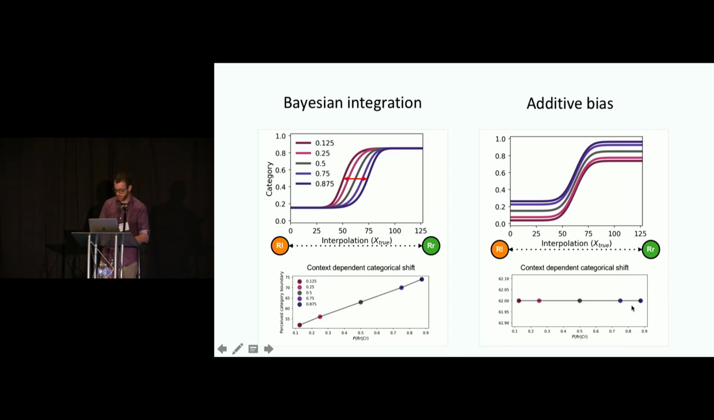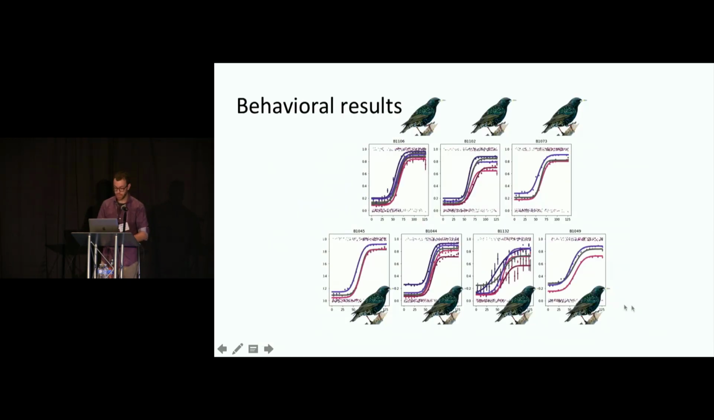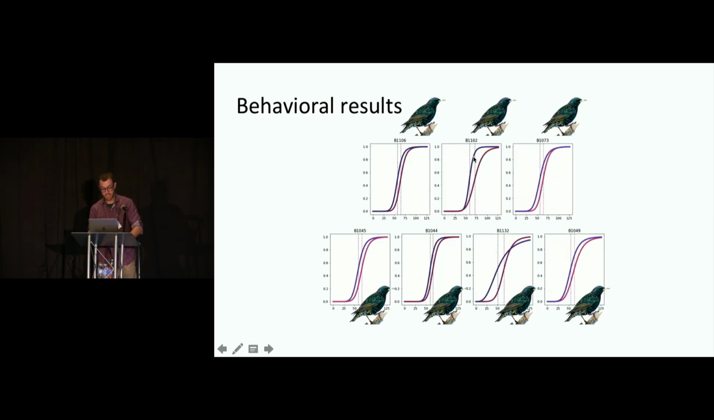So we did this study with 7 different songbirds. So we have 7 European starlings. We fit psychometric functions to each one of their behaviors. And if we subtract out those additive biases, what we see is that there is this consistent shift in this psychometric function for each one of the birds.